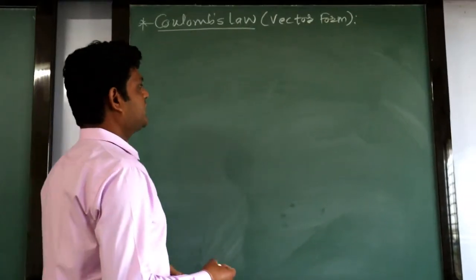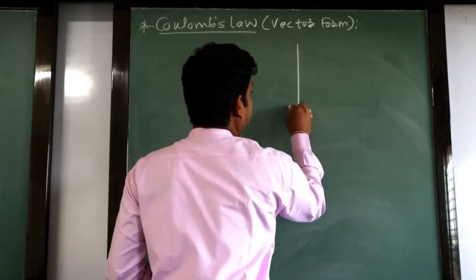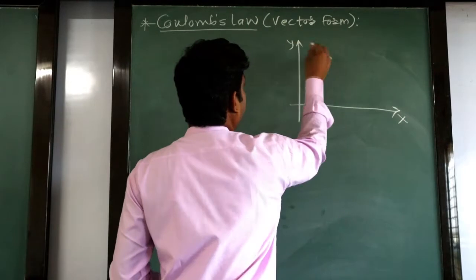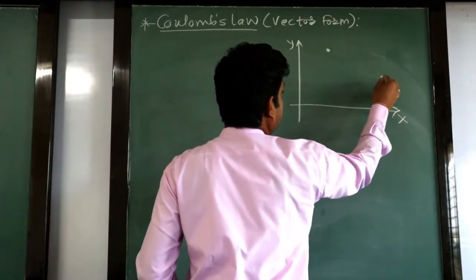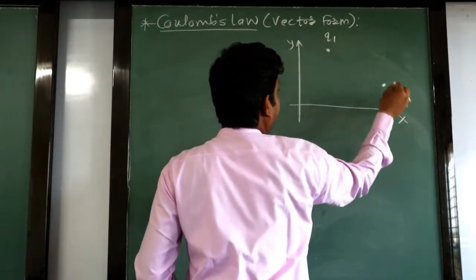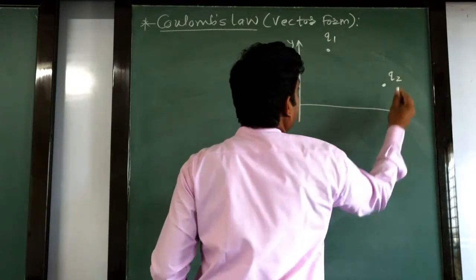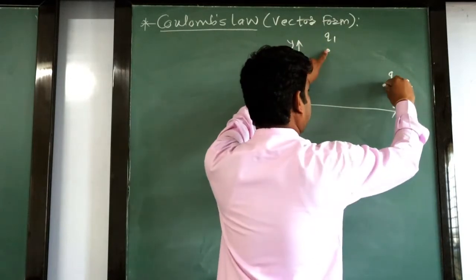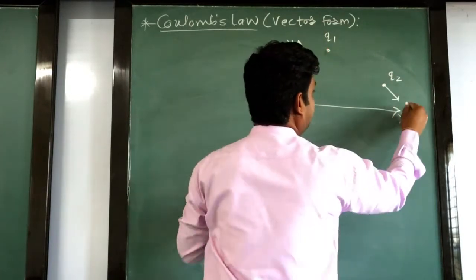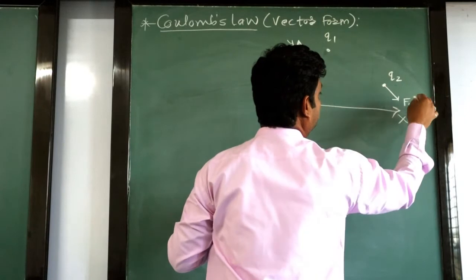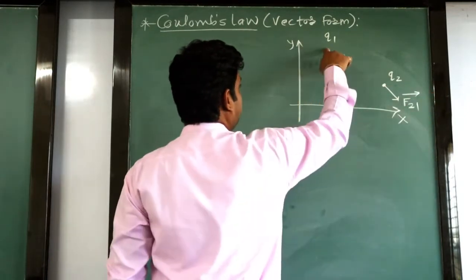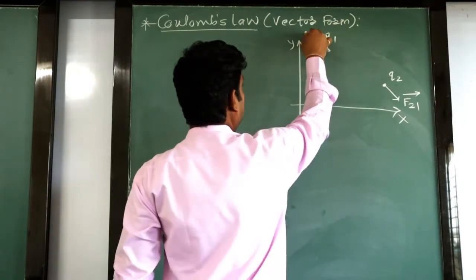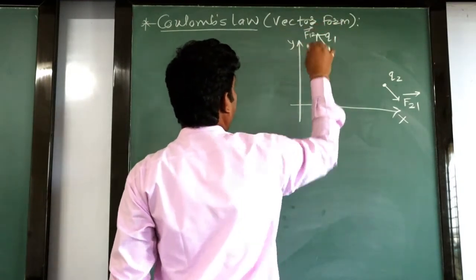In that, what we studied: in the xy coordinate system, we are having two charges q1 and q2. These are the two charges. The force acting on q2 due to the one charge will be directed in this way, and the force acting on 1 due to 2 will be shown like this.